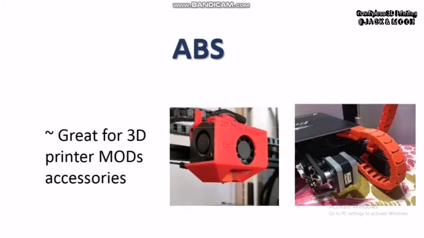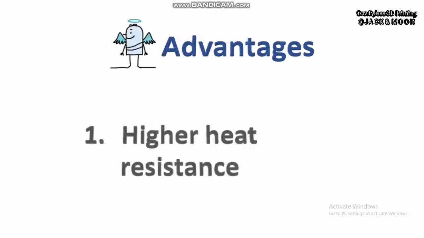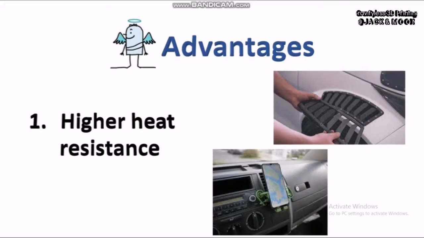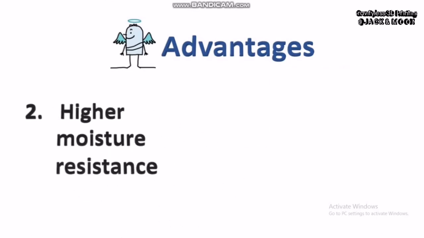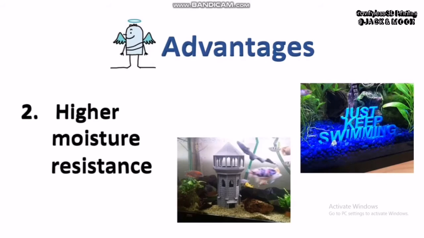The next material we will be talking about is ABS. The main benefits are higher strength and a higher melting point compared to PLA. Parts that need to withstand higher temperatures, such as car interior decorations or an extruder fan holder, can be printed and work well with ABS. It also has greater resistance to moisture compared to PLA, nylon, and PVA.